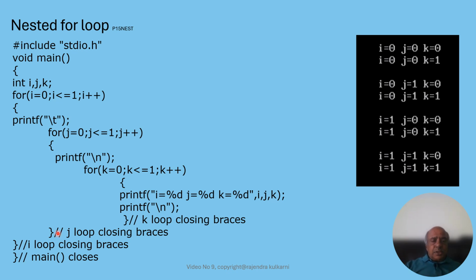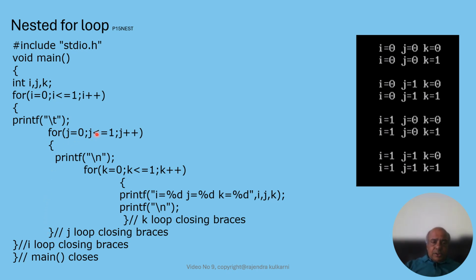At the closing brace of the j loop, the program control will go back to this statement, for j is equal to 0. There j will be incremented. Since j is less than or equal to 1, again this loop will start executing. The k loop, k initialized to 0 because we are entering into the k loop from this point. K loop executes for two values of k, 0 and 1. Again when the k loop terminates, we reach the j loop.